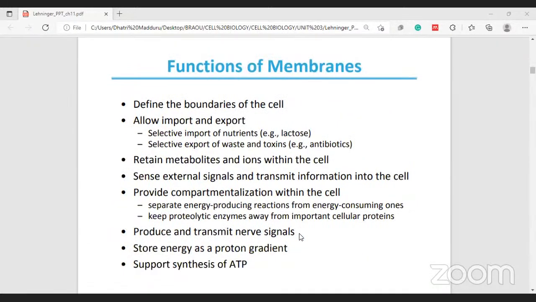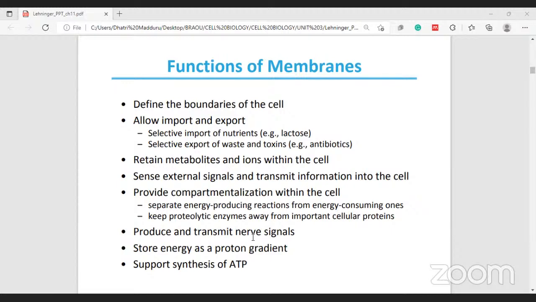structures. So what are the functions of the membranes? So first, they will give the boundary to the cell, so we can distinguish, and allow import and export. That means importing, like if any molecule has to enter inside, then that will be checked by this plasma membrane. And also exporting, if any secretory molecule or anything has to go out of the cell, then that also will be checked.